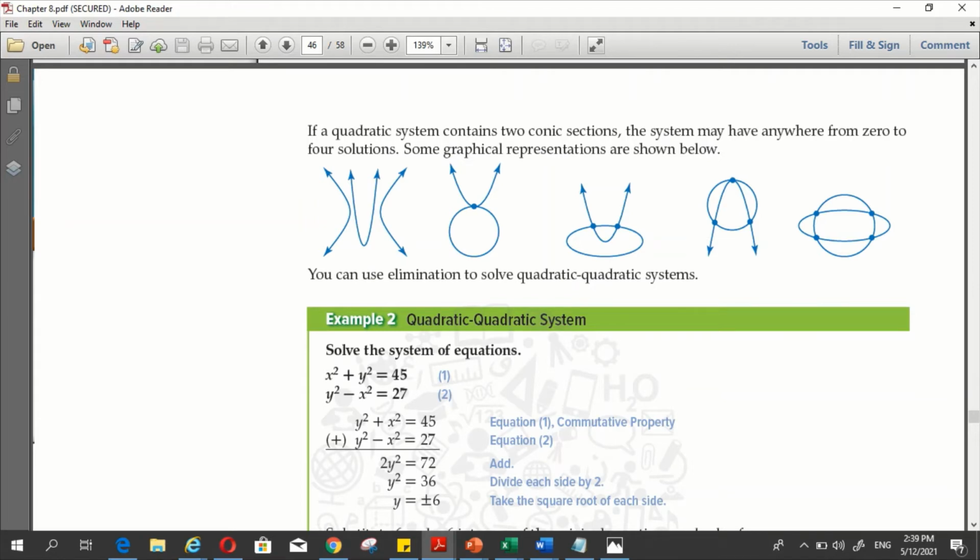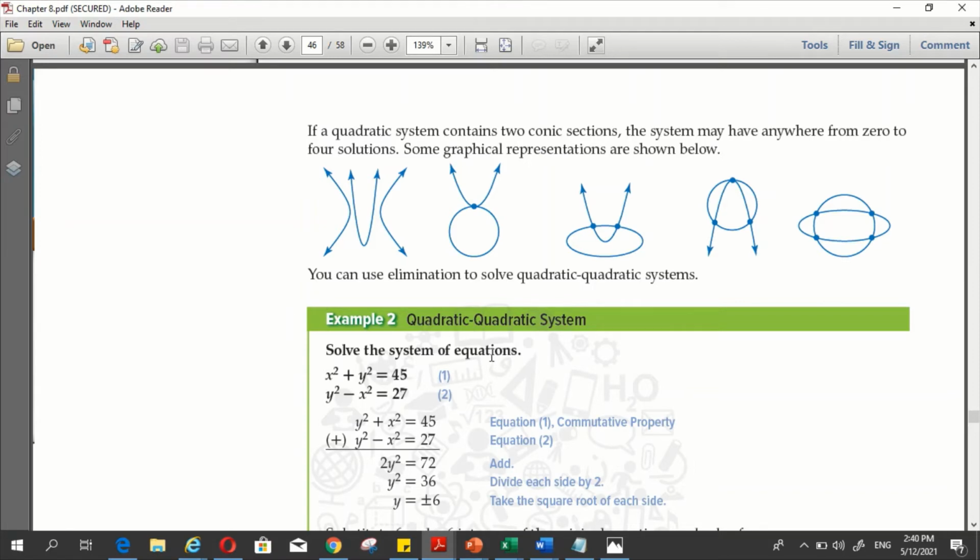If a quadratic system contains two conic sections, the system may have anywhere from 0 to 4 solutions. So we can reach up to 4 solutions. For example, here no solution, here one solution, here two solutions, here three, and here four solutions. Four intersections, when I'm talking about two quadratic systems.